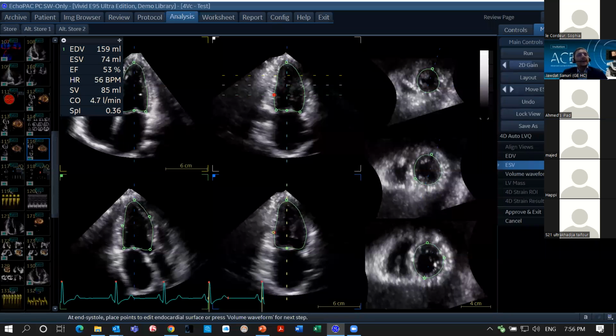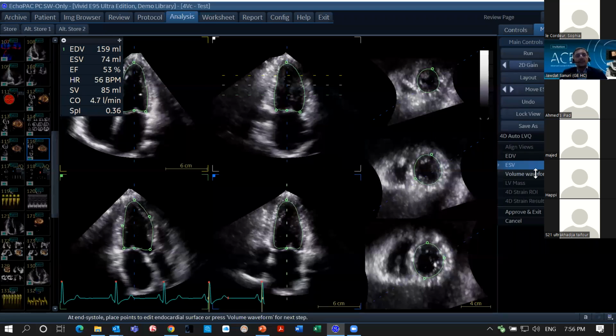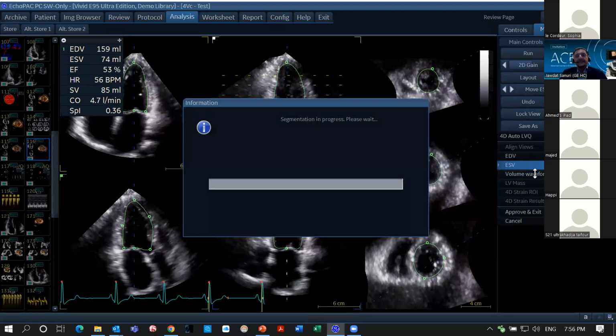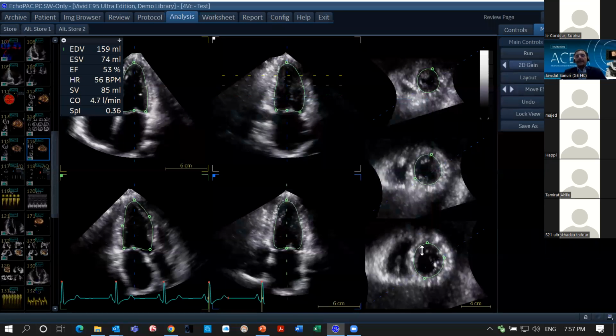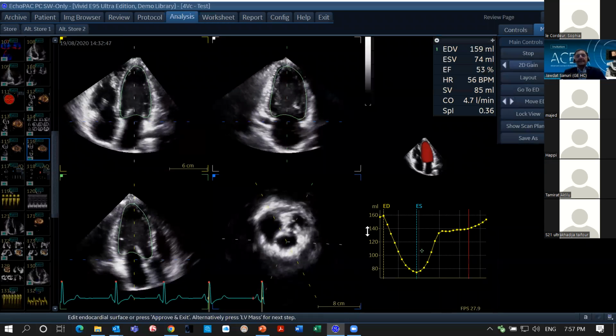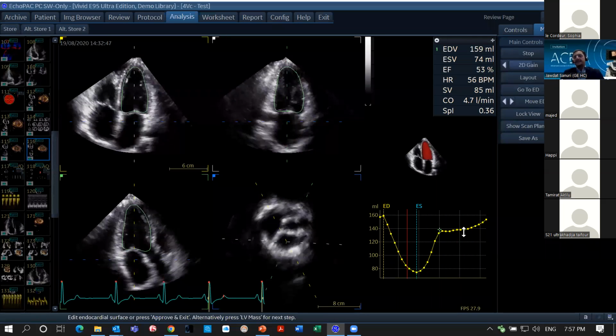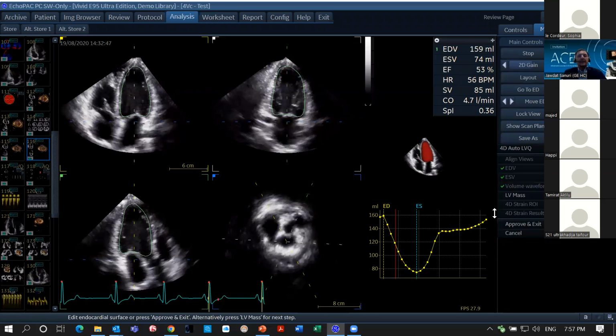So now my ESV is 74 ml, ejection fraction is 53%. Now I can go to volume waveform, and it will give me an instantaneous volume calculation from end diastole to end systole, because it will track this LV throughout the cardiac cycle. Here you can see the instantaneous volume in diastole, in systole, rapid filling during early diastole, diastasis, and rapid filling again during atrial contraction.